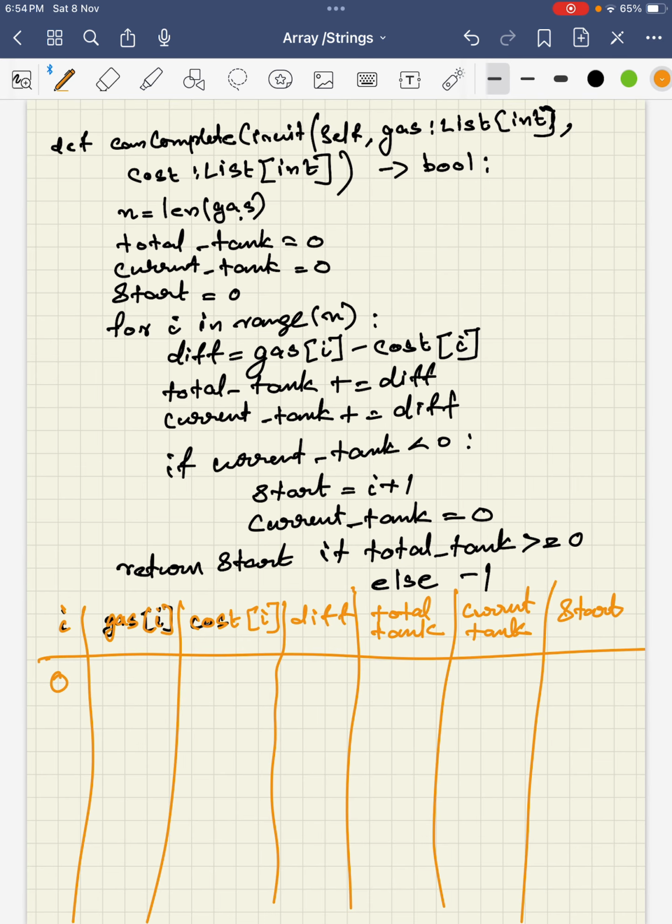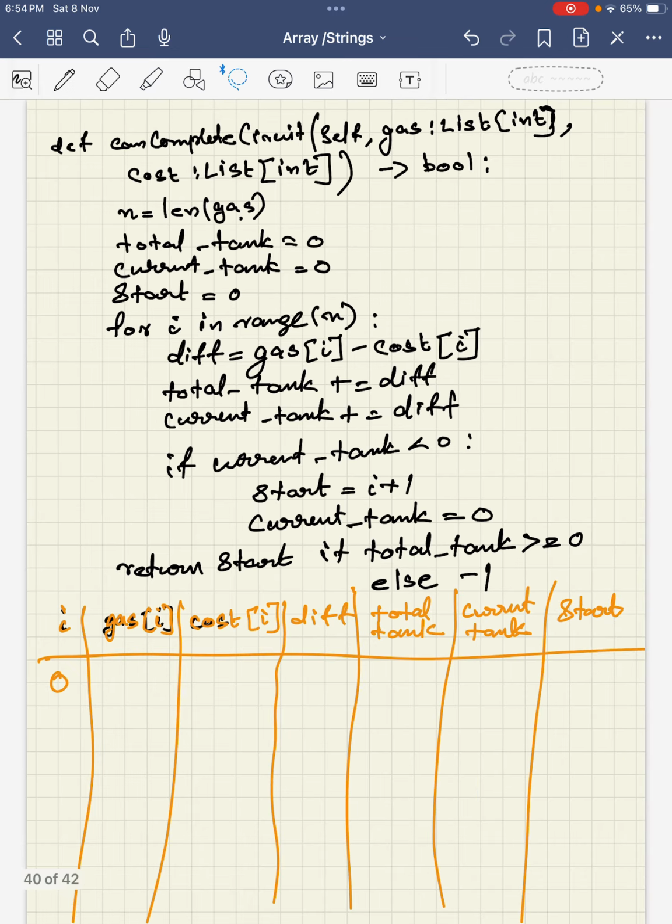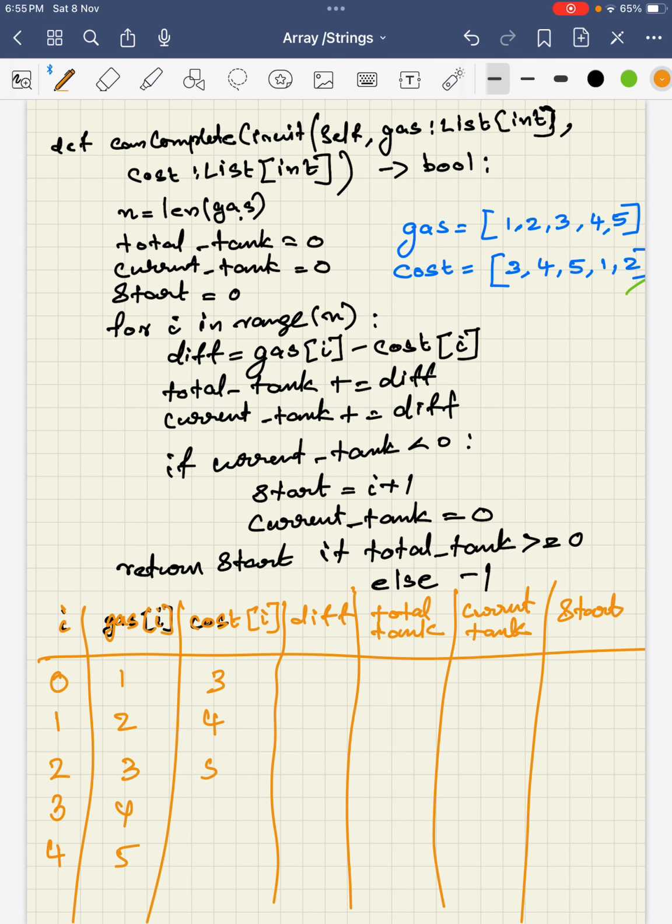So 0th index, what is the gas and cost, this information is required. Let me copy it here. So it is like 0th index, 1 index, 2 index, 3 index, 4 index. So gas is 1, 2, 3, 4, 5. Cost is 3, 4, 5, 1, 2. So here the difference is -2.